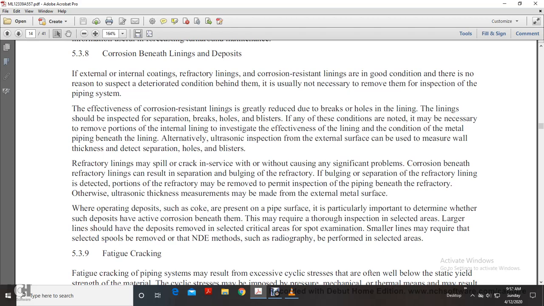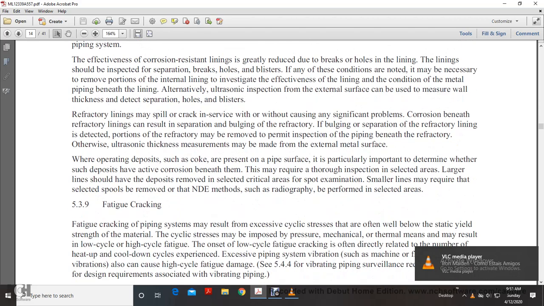Refractory linings may spall, crack, and erode with or without causing significant problems. Corrosion beneath the refractory lining can result in separation and bulging of the refractory. When bulging and separation of the refractory lining is detected, a portion of the refractory may be removed to permit inspection of the piping beneath the refractory. Otherwise, ultrasonic testing measurements may be made from the external metal surface.